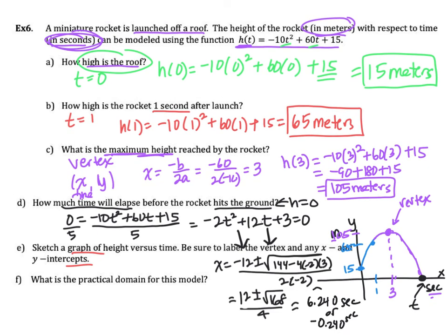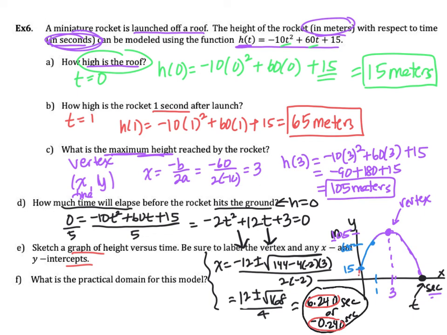Okay, so you can see down here, I did my quadratic formula. Sorry, I really ran out of room. I had negative 12 plus or minus the square root of 144 minus 4 times negative 2 times 3, divided by 2 times negative 2. So I get 12 plus or minus the square root of 168 over 4. When I did 12 plus the square root of 168 divided by 4, I got 6.240 seconds. When I did 12 minus the square root of 168 divided by 4, I got a negative value.